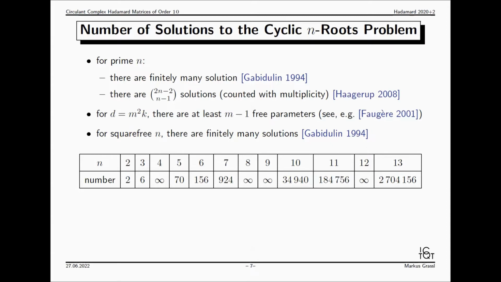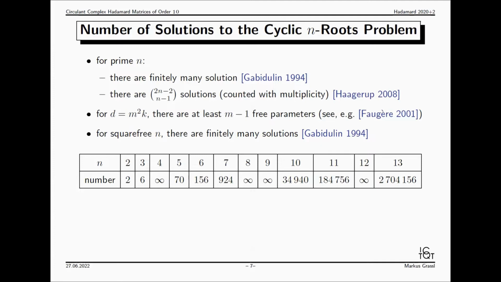But since we have the central binomial coefficient, the number of solutions is growing exponentially. And I just give you this number. So for the small cases, you still have moderate numbers. 4, 8, and 9 are non-square free numbers. And related to that, we have infinitely many solutions.